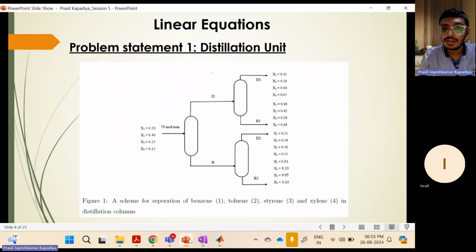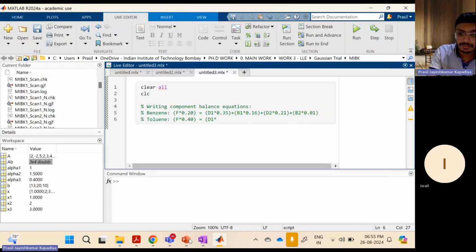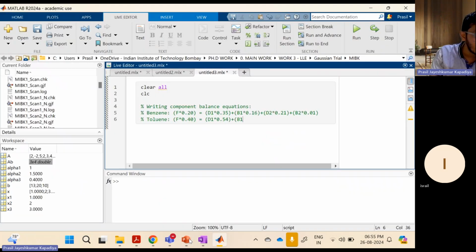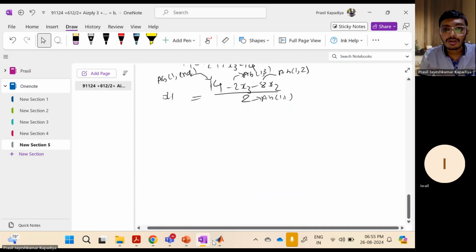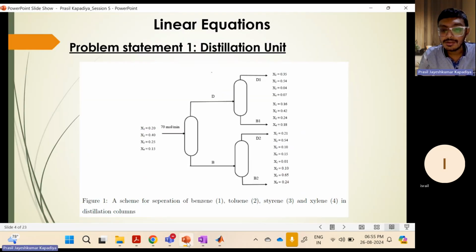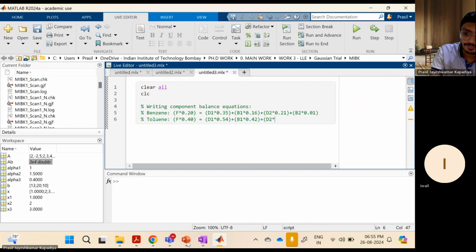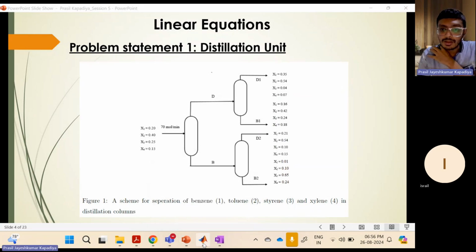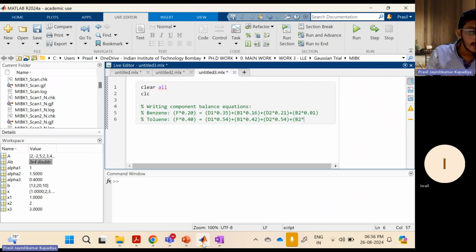Equal to D1 into 0.54 plus B1 into 0.42 plus D2 into 0.54 plus B2 into its fraction that is given to us as 0.10.